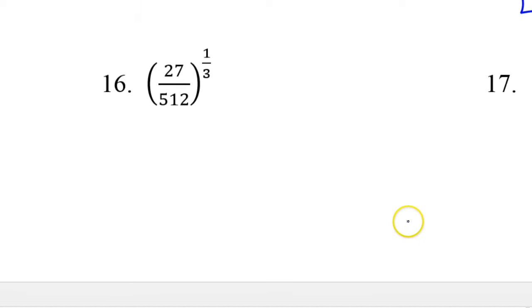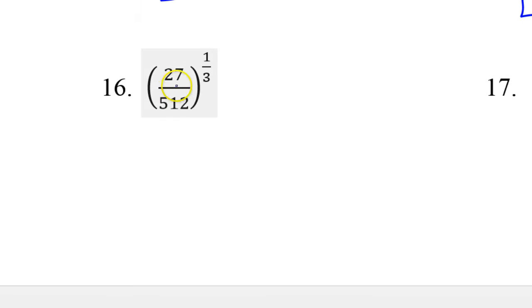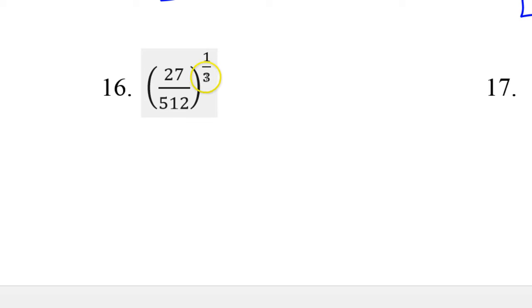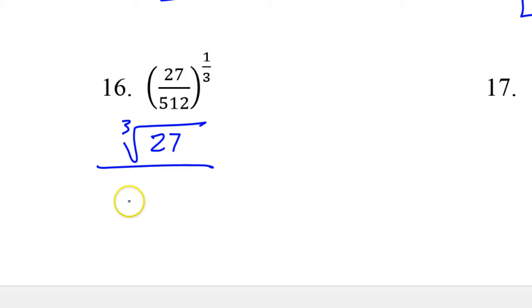All right, how about number 16? Are these perfect cubes, 27 and 512? Let's see. There's 27, there's 512. All you have to understand is that 1/3 power is the same thing as a cube root. So there's really no work to show on this. I'm going to show it just to make it extra clear, but you should do this in your mind. You should just understand that 1/3 power is the same thing as a cube root. So we really are just doing the cube root of both of these things.